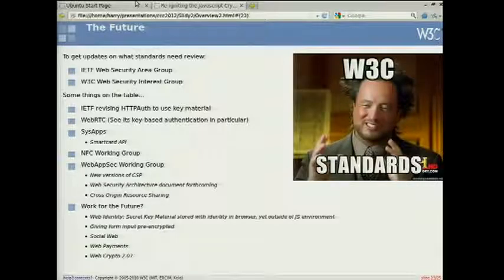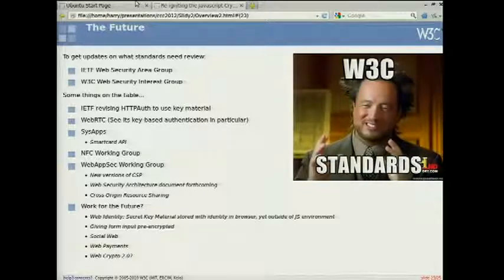But if you just want updates about when new security-related specs come out, these are public mailing lists. Join the Web Security Area Group list. Join the Web Security Interest Group mailing list, so you get both IETF and W3C. If you're really interested in more authentication, HTTP auth, there are really 8 proposals on the table. They need some sorting. WebRTC, peer-to-peer based communication in browsers, is very interesting and very useful for media streaming.